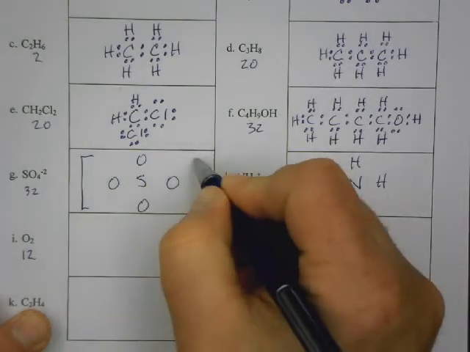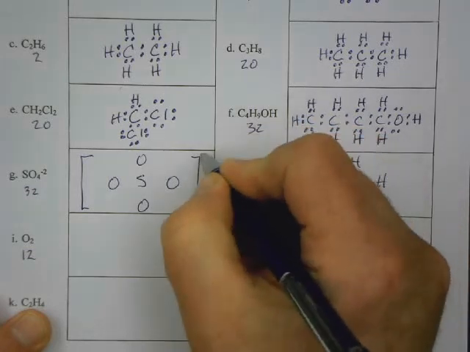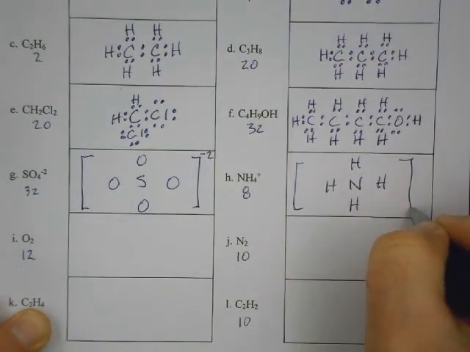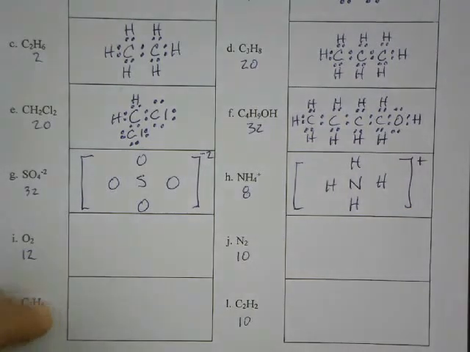And oh, by the way, we haven't done our dots yet, but these are ions. And so I always put my ions inside of brackets and then put the charge outside to say that I have added dots or taken away dots.